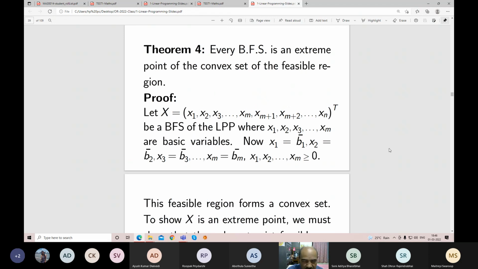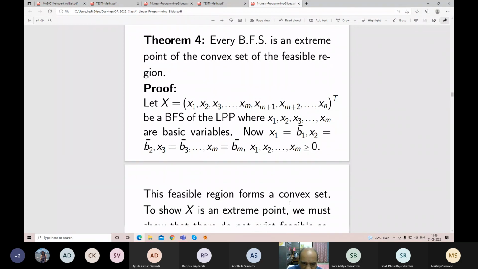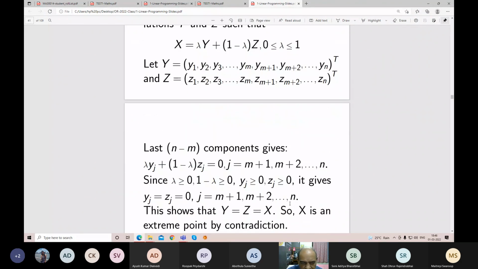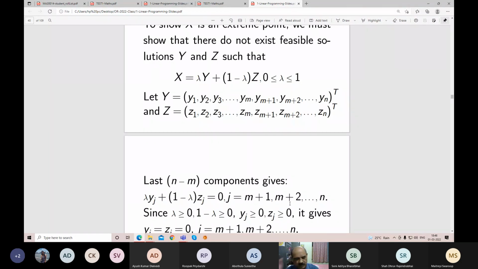Every basic feasible solution is an extreme point. How do you prove it? The proof is given here. And if you cannot realize it, then you tell me, I will again explain. Actually, that question is taken from this theorem.